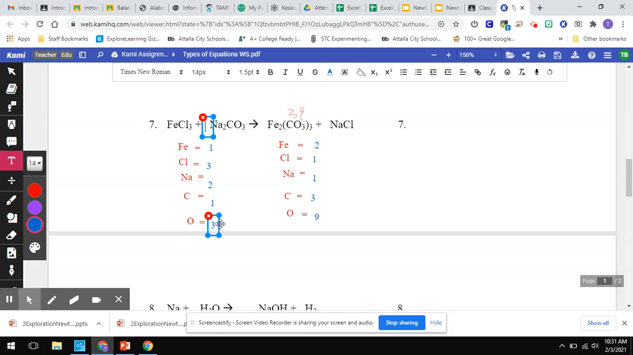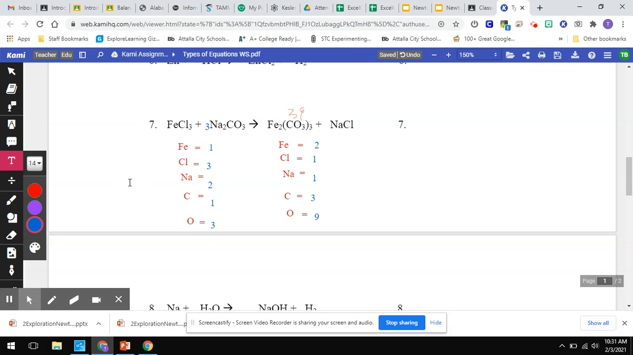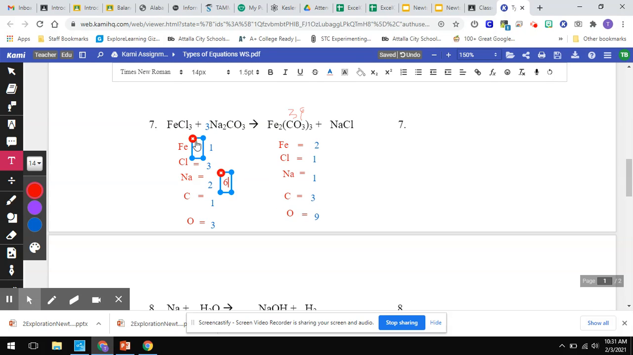So what coefficient could I place that would make this oxygen become a 9? A 3, because 3 times 3 is 9. So I'm going to go ahead and place that 3 right there. And that is going to make that sodium become 3 times 2. And I'm going to change this color so that I have different colors out here for the new count. So 3 times 2, that makes that sodium become a 6. 3 times 1 is going to make that carbon become a 3. And 3 times 3 is going to make that oxygen become a 9.